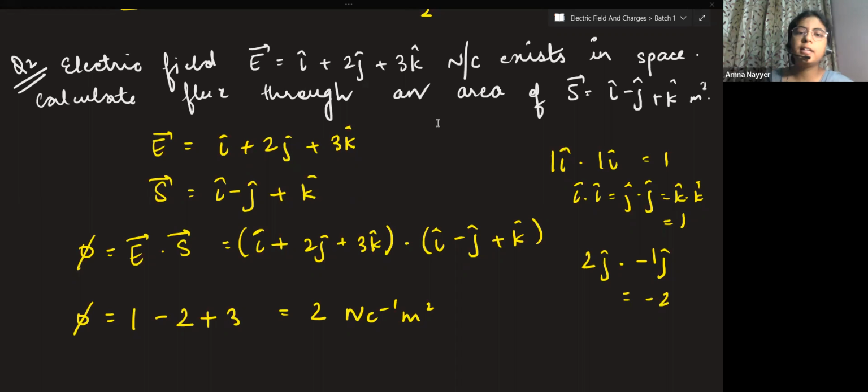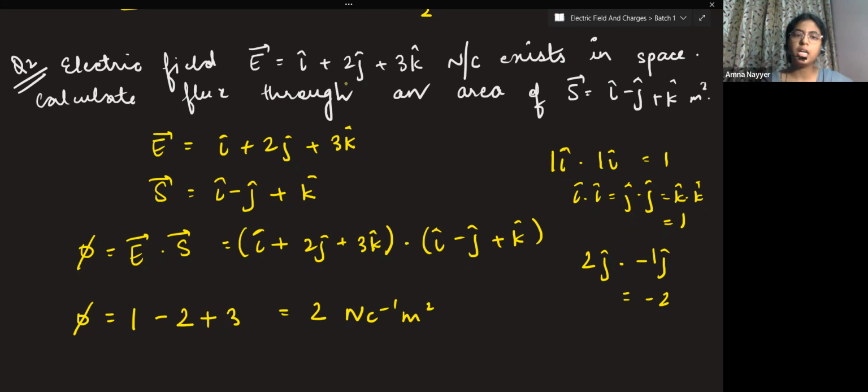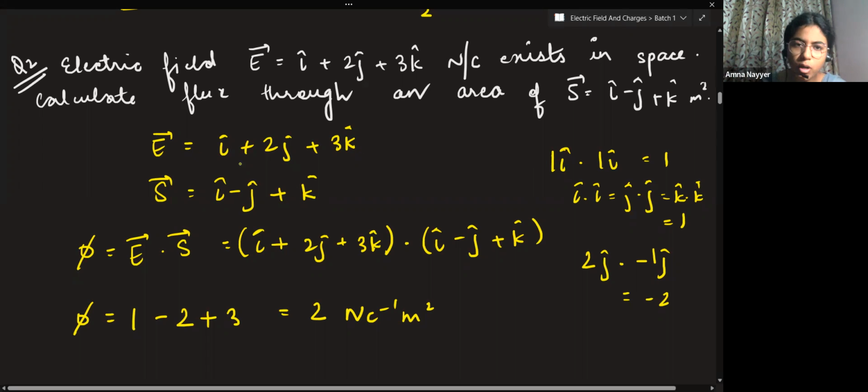See, the electric field is given to you as i cap plus 2j cap plus 3k cap. Surface area is given to you as i cap minus j cap plus k cap. You have to calculate electric flux. How do we calculate electric flux? We take the dot product. So electric field dot surface area means this quantity dot surface area is this part only. I hope it will be clear till here, because we have just put in the values here.